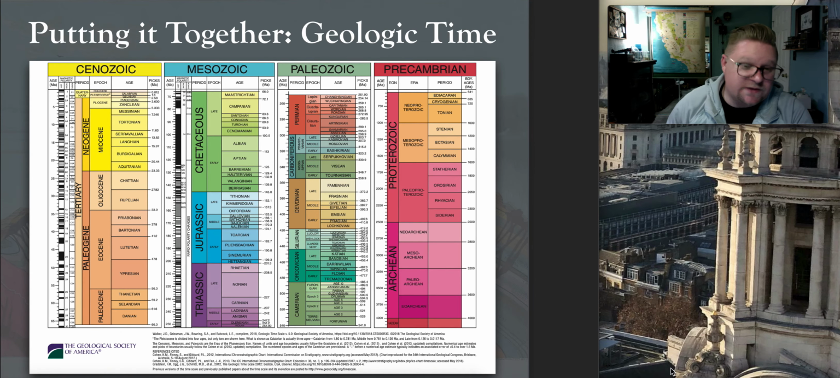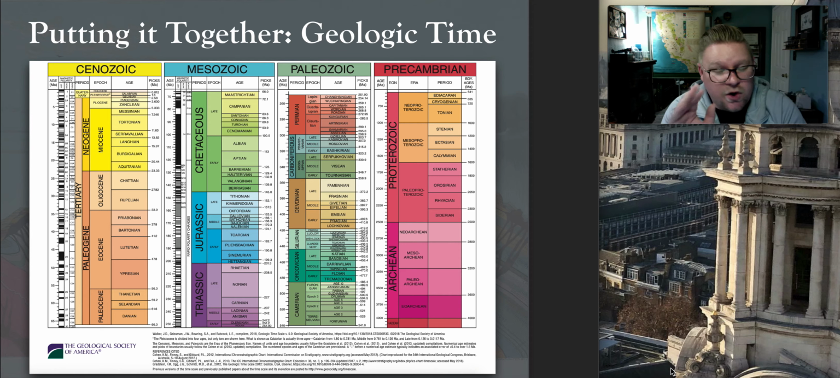So then we move into this. This is putting it together. This is a lot of information, and by no means am I expecting you to memorize all of this. But this is, with all the data that we have using absolute, relative, every type of dating, the geologic scale by the Geological Society of America. This is the most up-to-date that we have available.